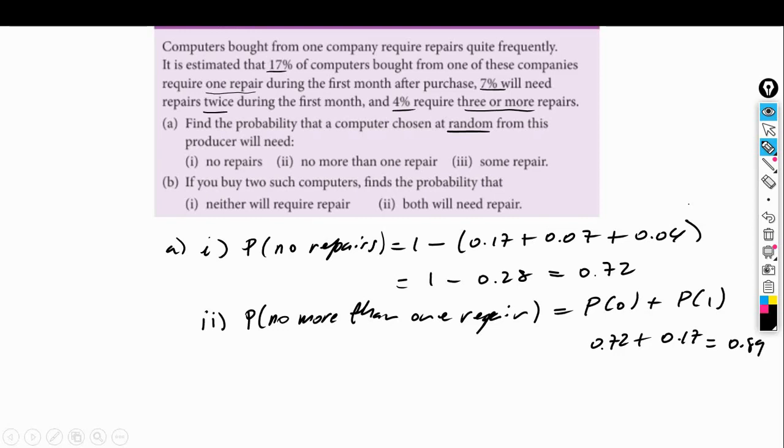For number 3, some repair. Well, some repair is the 0.28 that we found in the first problem, which was the addition of requiring 1 repair, 2, or 3 or more repairs. So that would be 0.28 or 28% chance. So now let's focus on part B.